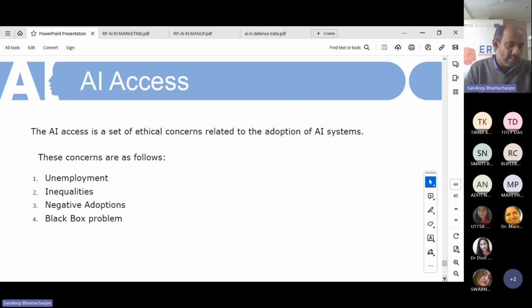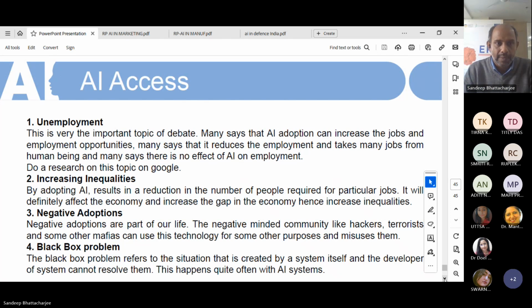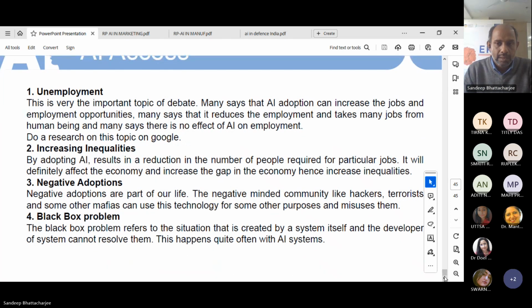And the black box problem is there. Many times we are completely unsure whether we will get something positive or something negative out of this. Okay, so these are some of the areas which might become very, very problematic, but this needs to be resolved, of course, for a better future.